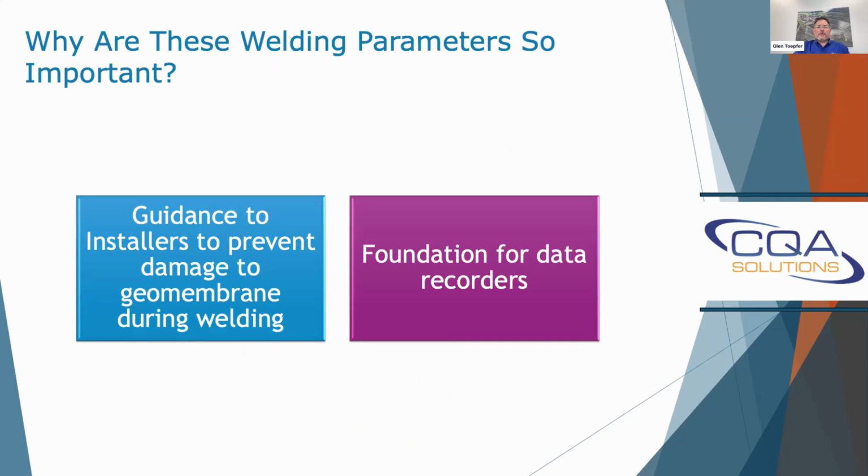So we ask, why are these components so important? These parameters, your heat, speed, and pressure. Well, to provide guidance to the installers so they don't damage the geomembrane during welding. That's a top priority. And then with the onset and more usage of data recorders, there needs to be a good foundation for the data so you can make logical and accurate decisions. And so that information is critical to making those decisions.